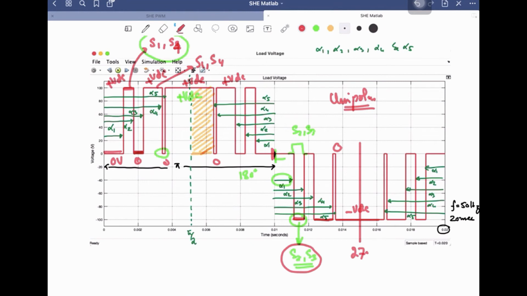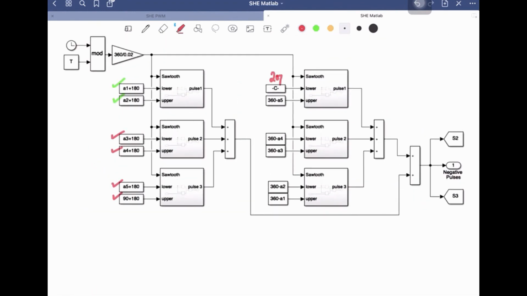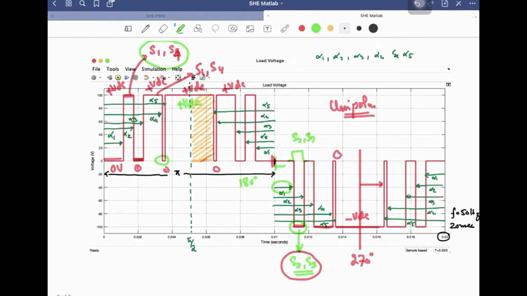This is the angle of 270 degrees. So from here, what is this one? 270 to 360 minus alpha 5, because this is the point of 360 degrees now. We are calculating the angles from here. This is basically the point of 360 degrees.